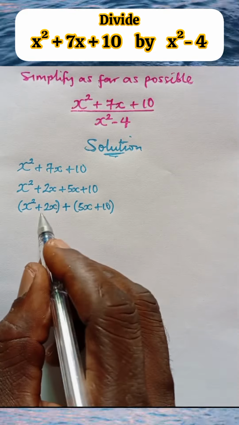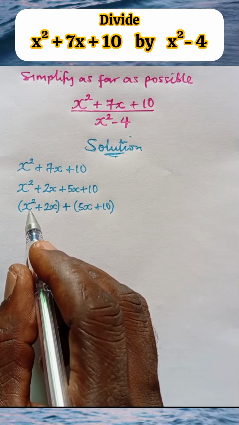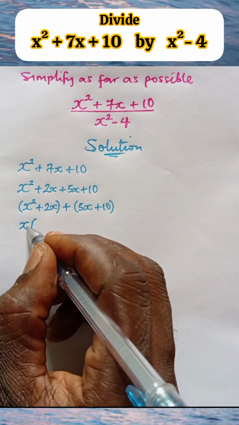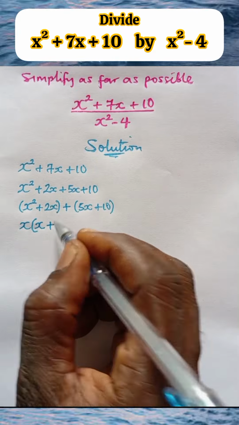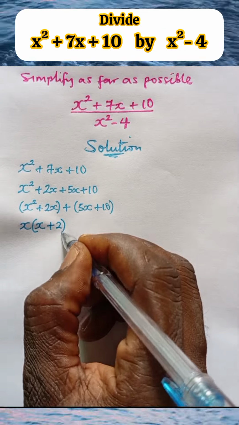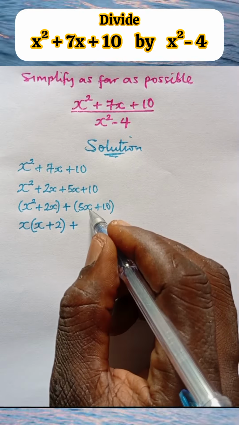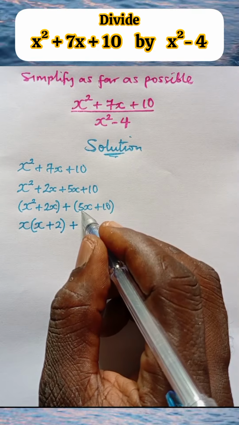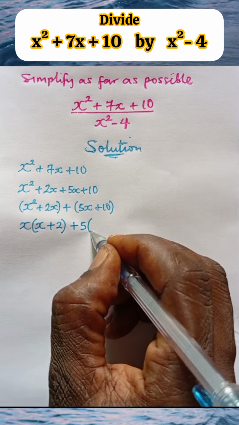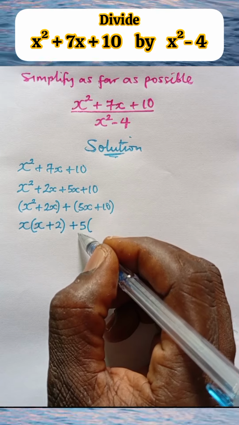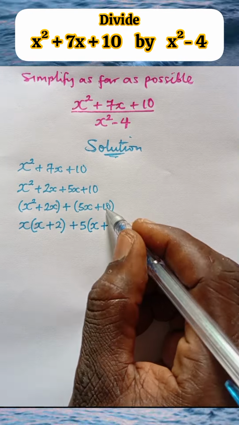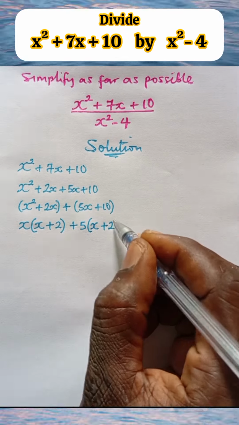Let us factorize this. If you look at this, x is common to both terms, so we put x outside, open bracket, x squared divided by x, we are left with x, plus 2x divided by x, this x will simply strike out and we are left with 2. Then plus, what is common here? We have 5 here and 5 can divide 10, so the common factor here is 5. We put 5 outside. 5x divided by 5 leaves x, plus 10 divided by 5 is 2.